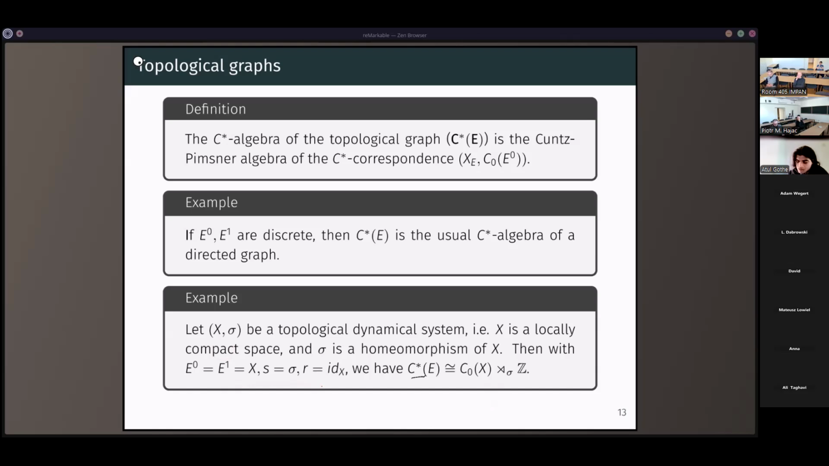So these topological graphs are a way to generalize usual directed graphs while also generalizing homeomorphism C-star algebras. There are more examples of topological graphs which are not either of them. They are not the C-star algebra of a discrete directed graph or a homeomorphism C-star algebra. There are examples of such, and we'll come to that. But the original motivation for defining these topological graphs was to generalize both these notions at once.